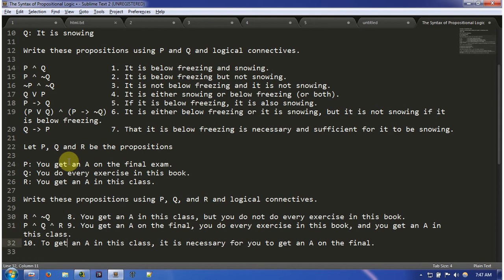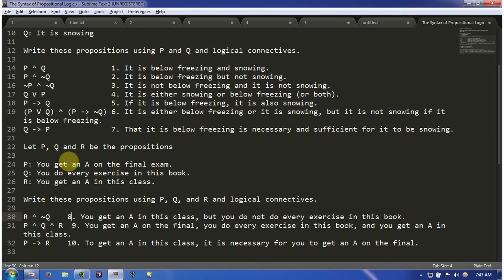Next, you get an A in this class. It is necessary to get an A in this class. It is necessary for you to get an A on the final. So to get an A in this class, this is R. So the keyword is to. So that would be the right side of the if-then. It is necessary for you to get an A on the final. So that's P. So that's if P, then R. Let's just fix the alignment.